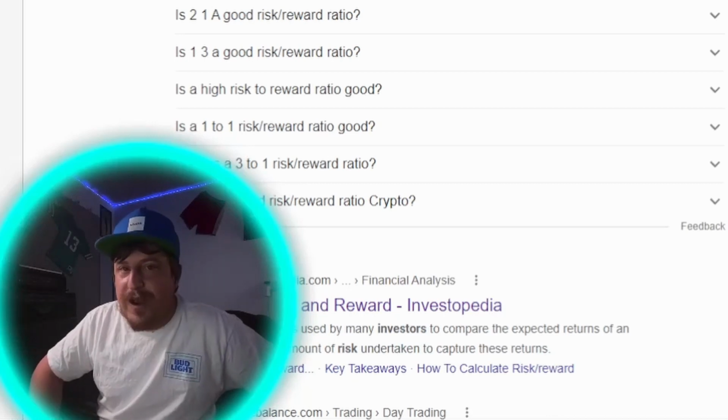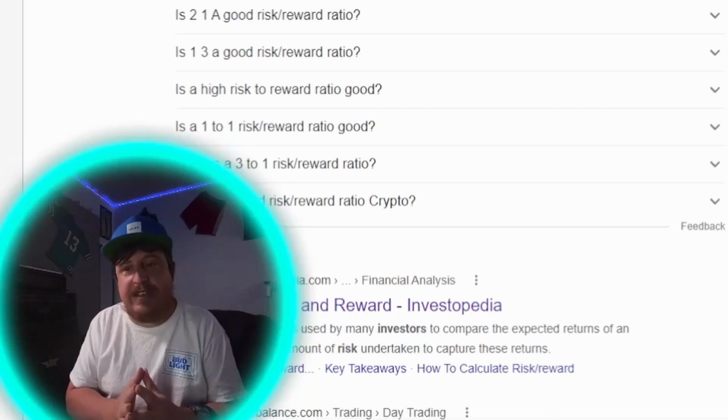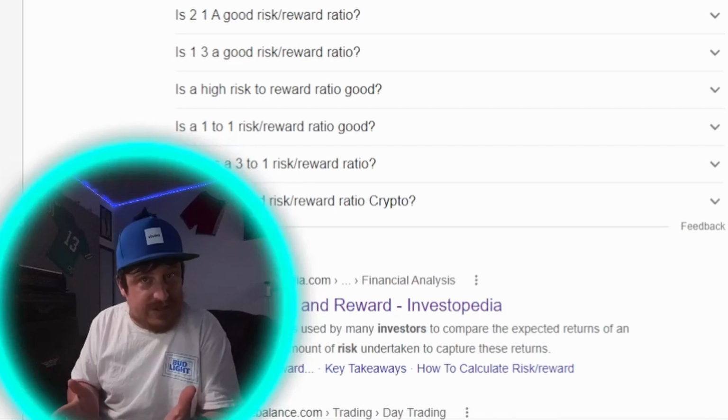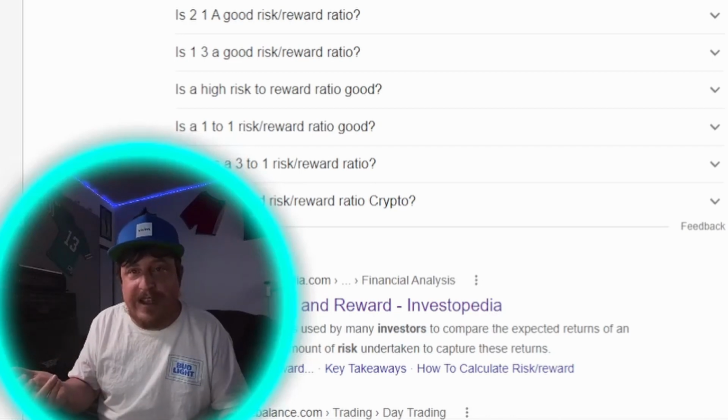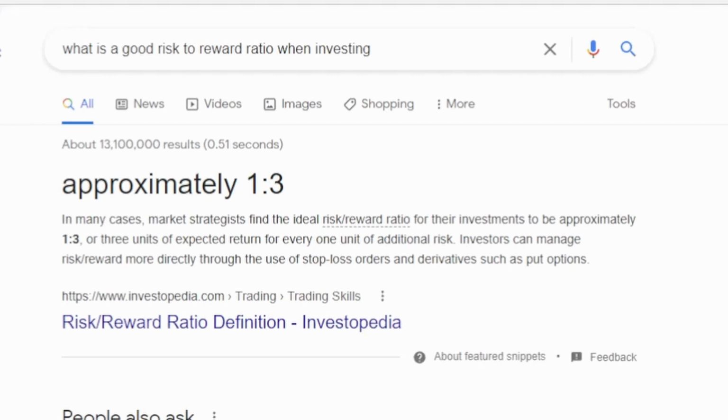Well, that's not the right way to look at it, and that's where sometimes having something as simple as, say, Google in this case, we could type in, what is a good risk to reward ratio when investing? And the first answer that comes up, which is actually a very good and common answer amongst investors, or at least a good average, we'll say, says approximately 1 to 3. And what does that mean? Well, it means in many cases, market strategists find the ideal risk-to-reward ratio for their investments to be approximately 1 to 3, or 3 units of expected return for every 1 unit of additional risk.